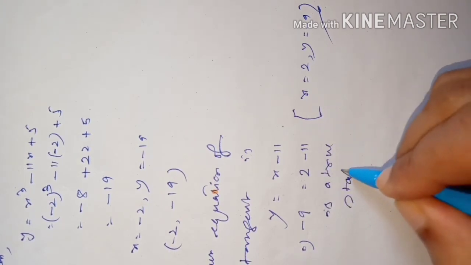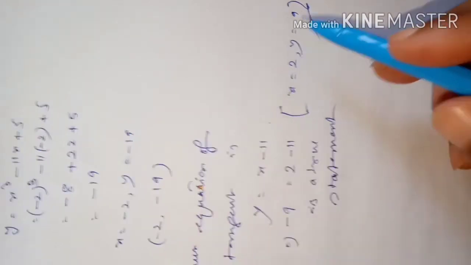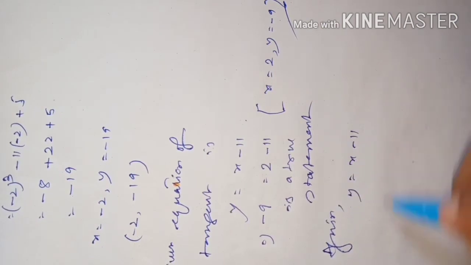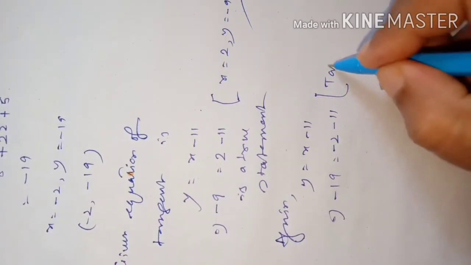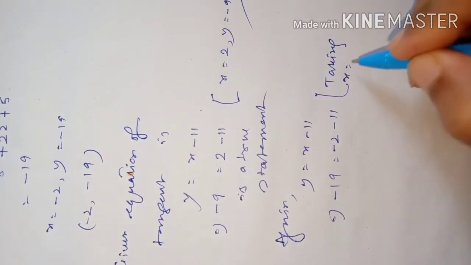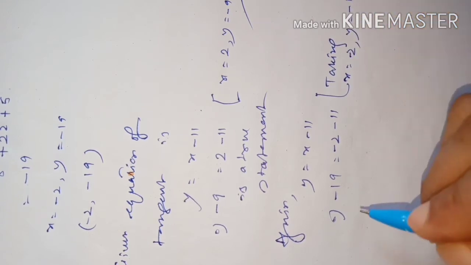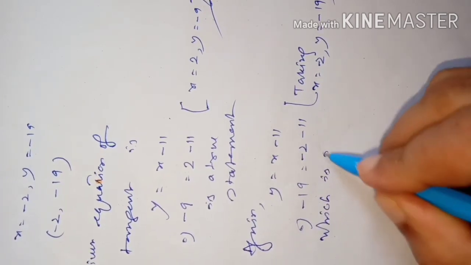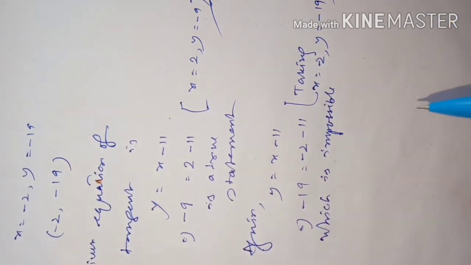True statement. So what you can say, x equal to 2, y equal to minus 9, it can be. Again, y equal to x minus 11. Here if we take y equal to minus 19 and x equal to minus 2, that is an impossible statement, which is false. So that means the second pair cannot satisfy the equation of the tangent.